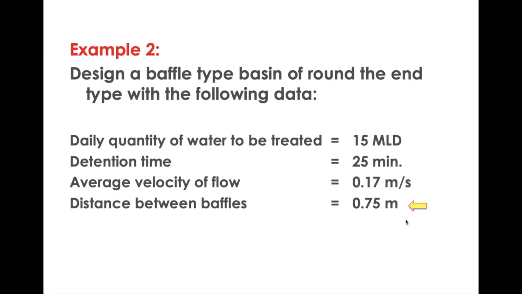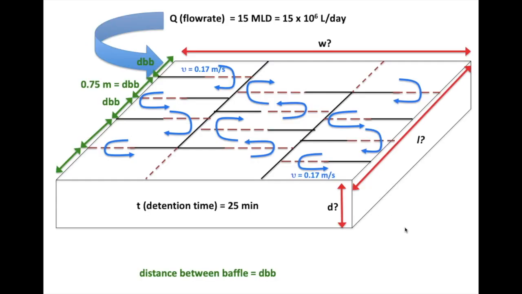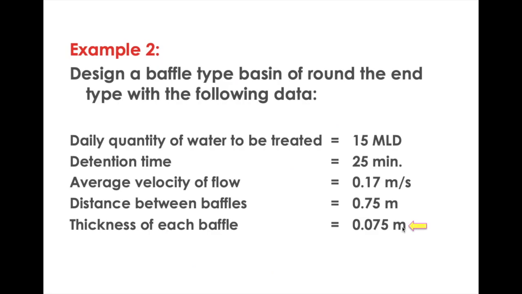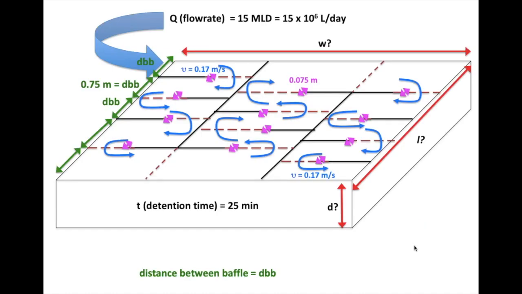The distance between baffles is 0.75 meters. So we label the distance between baffles in this diagram, and that distance is 0.75 meters. Talk about the thickness of the baffle, it is 0.075 meter, and this is the thickness of the baffle. Okay, so I labeled it using pink color. So that is the thickness that they were talking about, 0.075 meter.